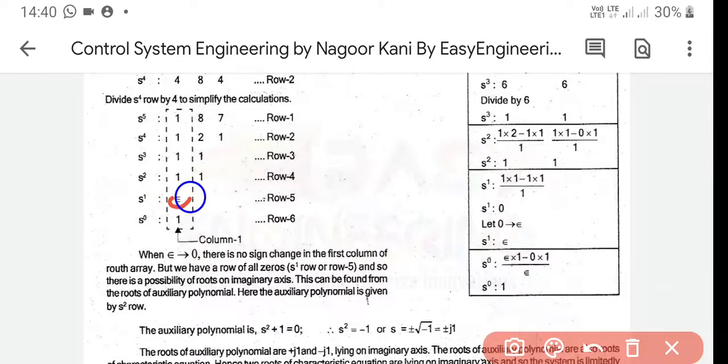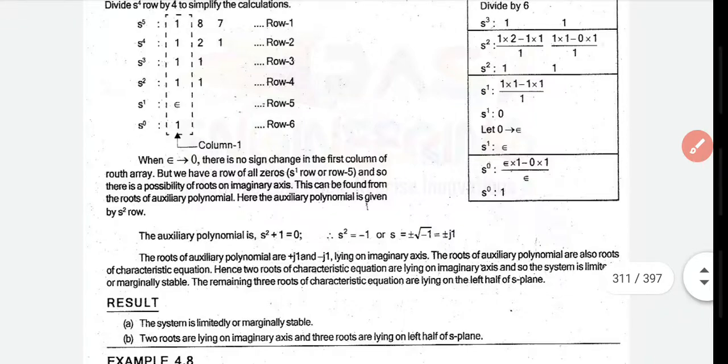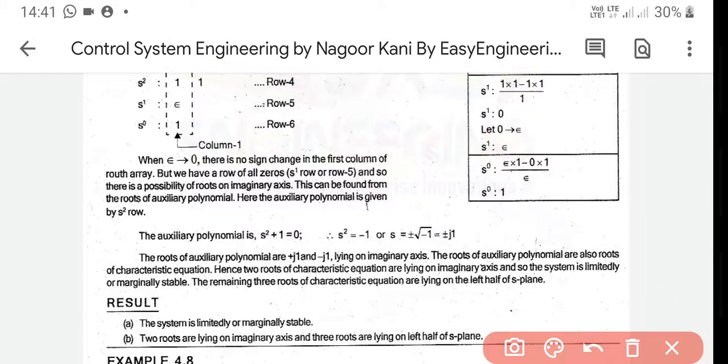If you have the 0 here, what will be the auxiliary polynomial? This is your auxiliary polynomial: s square plus 1 is equal to 0. So s square is equal to minus 1, so s is equal to plus or minus square root of minus 1, that is plus or minus j1. So the roots of the auxiliary polynomial are plus j1 and minus j1, which are lying on the imaginary axis.